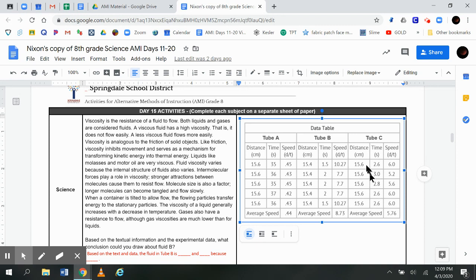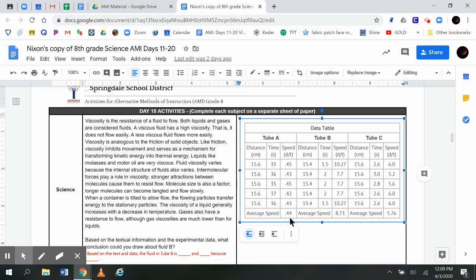Tube B is right here. It says distance, time, and speed. And look, they've done an average speed. Okay, so it looks like they're looking at the speed. Well, we know that the larger number would mean it's moving faster, right? Because if you do 55 miles an hour, that's faster than 25. So we know that the higher numbers are faster.